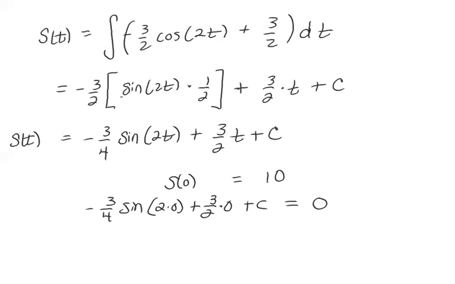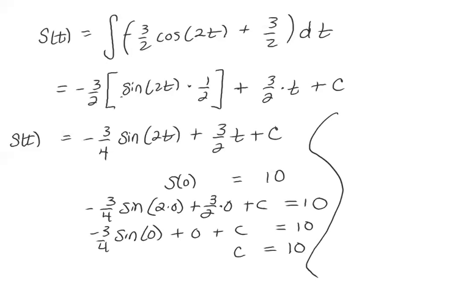All right. Let's simplify the left-hand side. Negative 3/4 times the sine of 2 times 0 is 0, plus 3/2 times 0 is 0, plus c should be equal to, excuse me, this is equal to 10, not 0. Negative 3/4 times sine of 0 is 0. So I have 0 plus 0 plus c, which means c is equal to 10. Okay, so I have the arbitrary constant c.